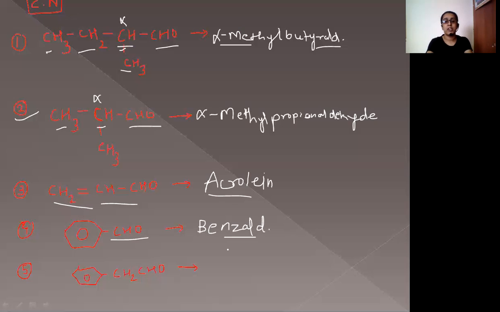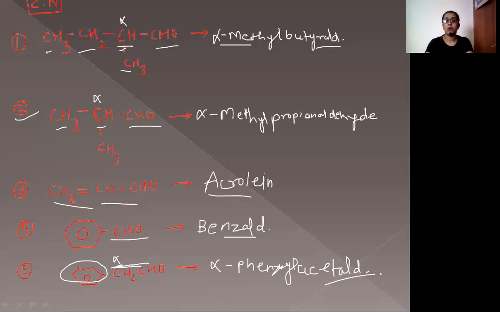Next is benzene ring CH2 CHO. Now here there is a chain of 2 carbon atoms. This is your alpha carbon. So this is alpha phenyl, because the ring, that is the phenyl ring, is attached to the alpha carbon. So it is alpha phenyl. What is it? Acetaldehyde, because there are 2 carbons, the corresponding acid is acetic acid and its aldehyde will be acetaldehyde. So 2 phenyl acetaldehyde.